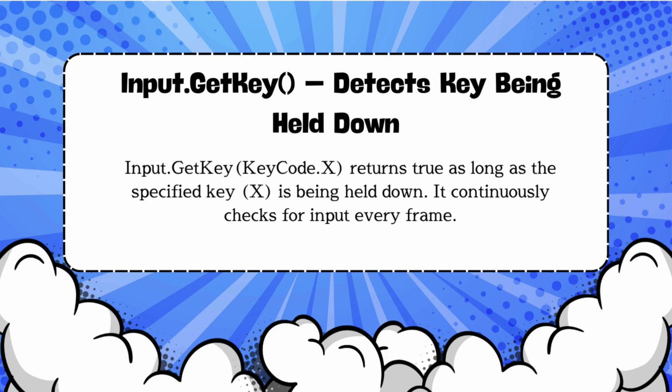Input.GetKey detects a key being held down. Input.GetKey(KeyCode.X) returns true as long as the specified key X is being held down. It continuously checks for input every frame.